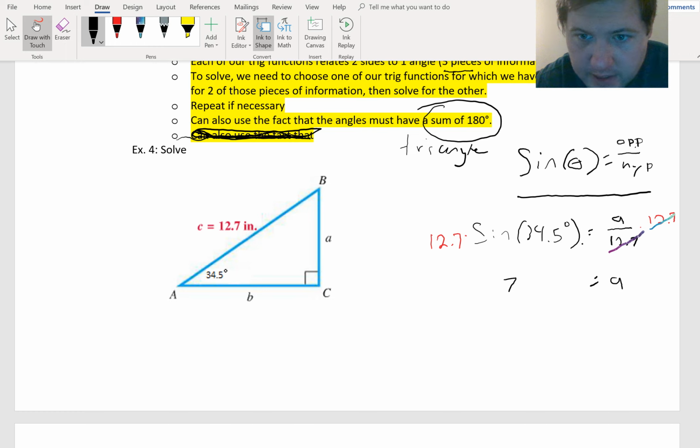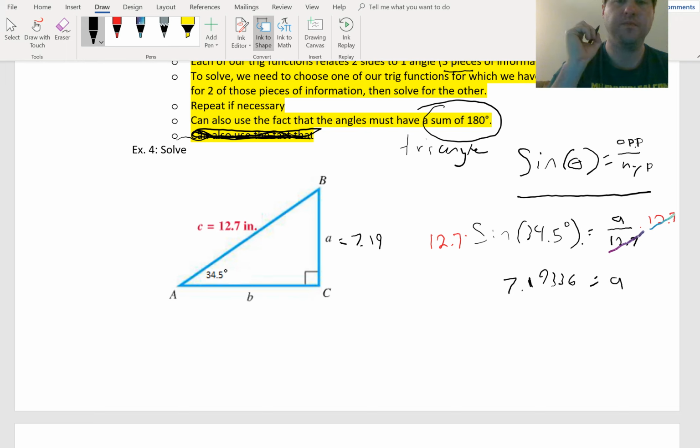I'm going to write out a few extra ones. 7.19336. But since I only have 3 significant digits in each of my bits of data, right? The hypotenuse is 3 significant digits. The angle is 3 significant digits. My answer here can only have 3 significant digits. So 7.19. That's going to be the length of side a.